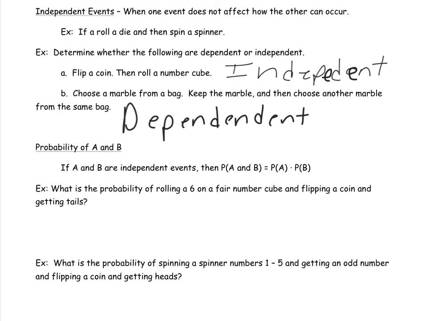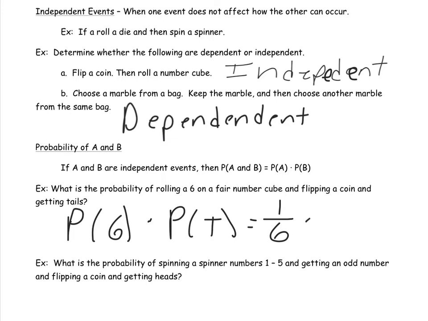So if I want the probability of rolling a 6 on a fair number cube and then flipping a coin and getting tails, I would just do P of 6 times P of tails. Now, P of 6, how many ways can we get a 6 on a fair number die, or number cube? One way, so that's going to be 1 out of 6. How many ways can we get tails if I flip a coin? Well, there's heads or tails, so 1 out of 2. And if I multiply that together, I get 1/12.